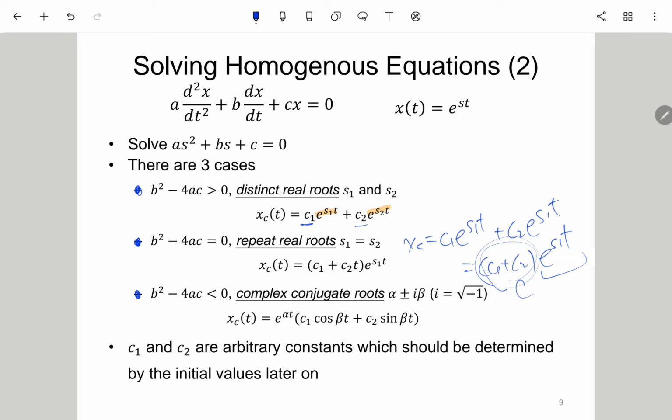So this is not okay for the second case. This is not good. If you just want to remember what is correct, what I tell you is that you really need to multiply this one by a t.